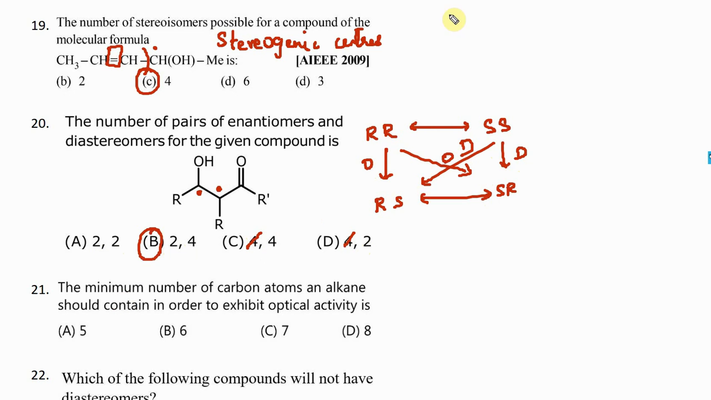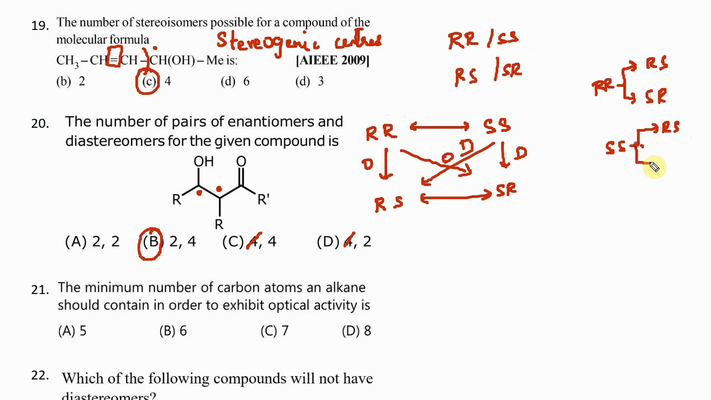If you want me to write, the enantiomers are RR and SS, and RS and SR. Diastereomers are RR with RS, SR, and SS with RS, SR, so total 4. Okay. Minimum number of carbon atoms an alkane should contain in order to exhibit optical activity.